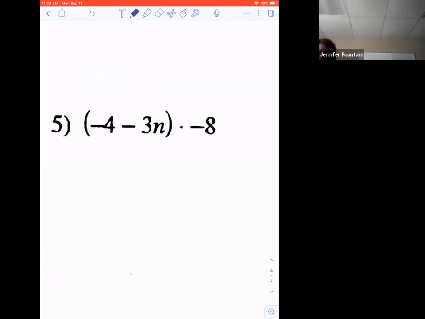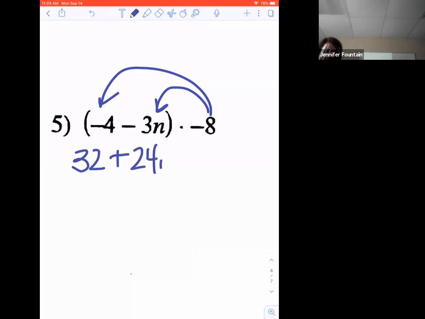Look at number 5. I can distribute going this way too. Okay, so I have -8 times -4. Negative times a negative is a positive, and 8 times 4 is 32. Now I have a -8 times a -3n. A negative times a negative is a positive, so now I'm going to have plus, and what's 8 times 3? 24n.